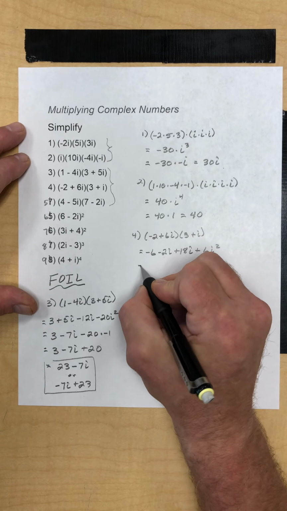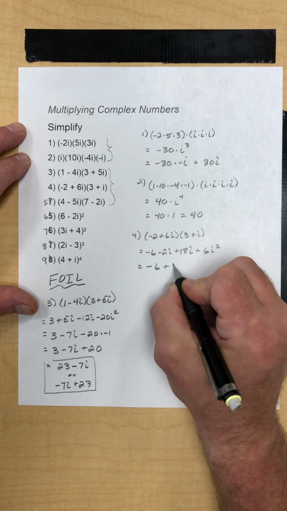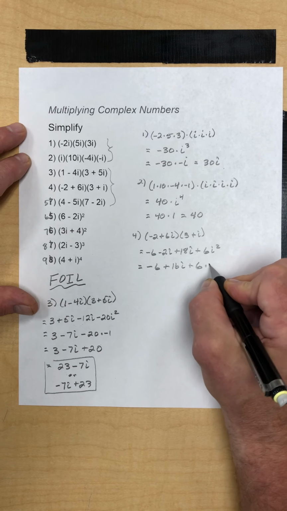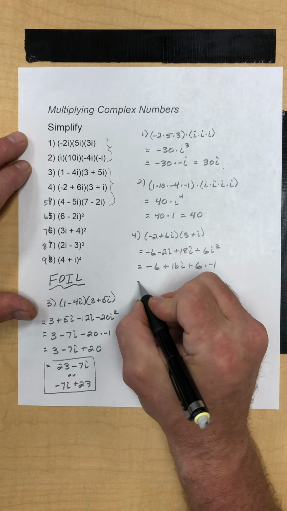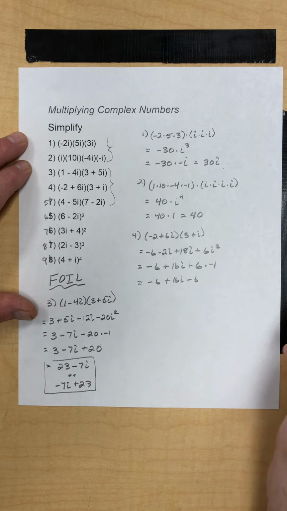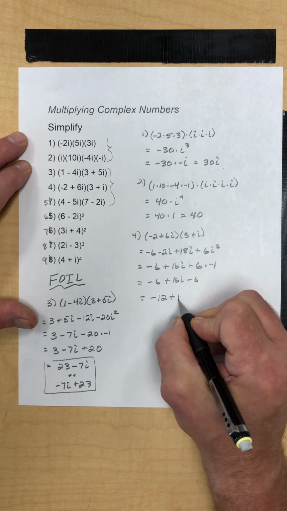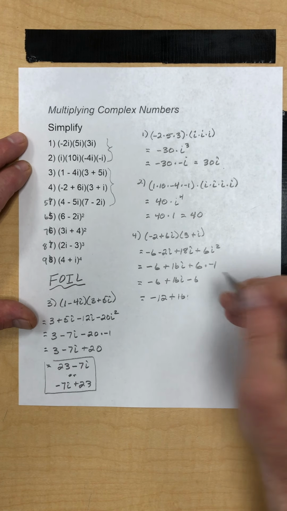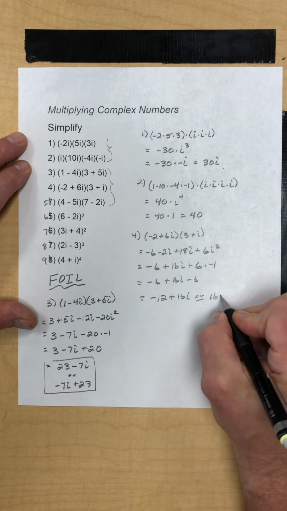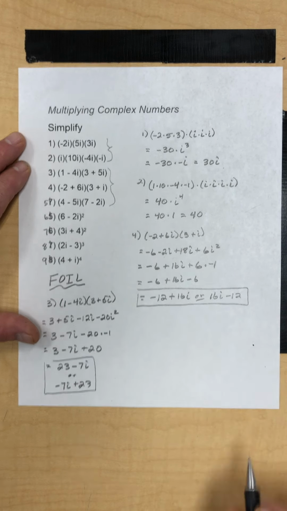And then we simplify. Okay, so I get a negative 6. Negative 2i plus 18i is 16i. And then let's see, 6 times I squared, well, that'd be 6 times negative 1. Okay, so I get a negative 6 plus 16I minus 6, and then just add the negative 6 and negative 6. So we get a negative 12 plus 16I. Which would be the same as 16I minus 12. So either one of those two guys, like that.